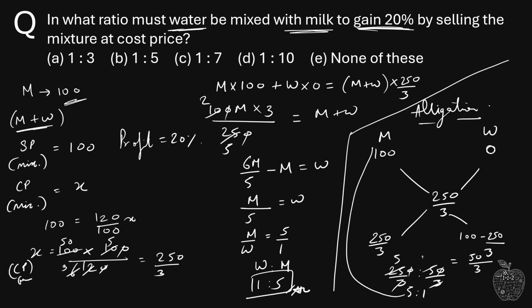This 5 parts is of milk and this 1 part is of water. But we need the ratio of water to milk. So water is to milk here will be 1 is to 5. So again we have got the same ratio, which is 1 is to 5. This is our required answer. Option B here is the correct one.